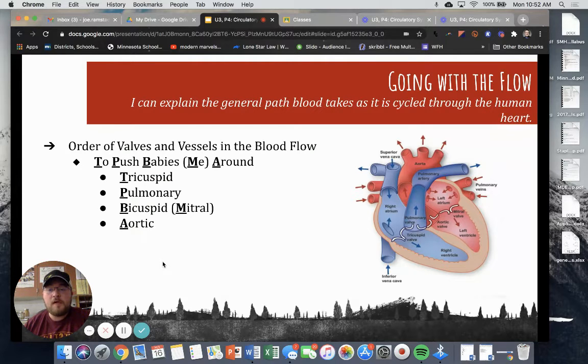So I said a lot of things about valves and vessels in there, and the one thing I want you to remember is the order in which these valves and vessels occur within blood flow.